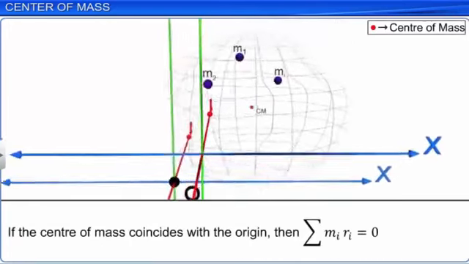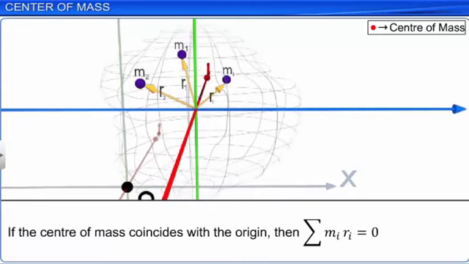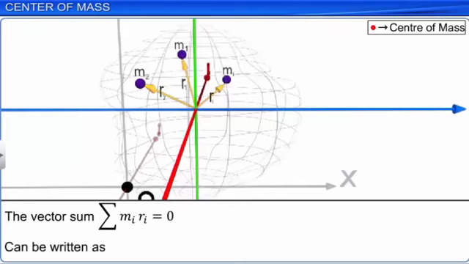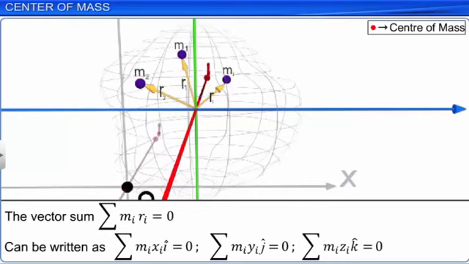If we take the center of mass as the origin of our frame of reference, then sigma mi into Ri is equal to 0. Here, the sum is a vector addition. This equation can be split into three equations. Sigma mi xi into i is equal to 0. Sigma mi yi into j is equal to 0. And sigma mi zi into k is equal to 0.